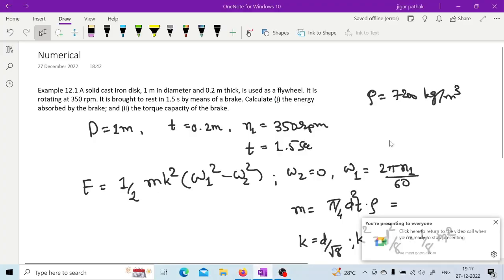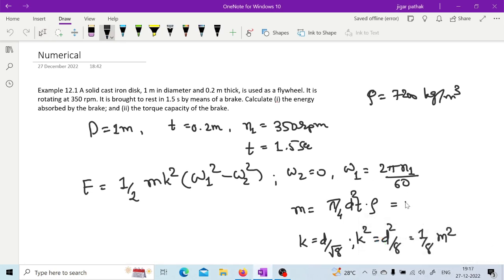Sir, 1130.97 kg. 1130.97. Okay. Same. Okay, 1130, 0.97 kg. So once you have all this, I guess you can calculate energy now. You just need to plug in all this data. You have mass, you have radius.